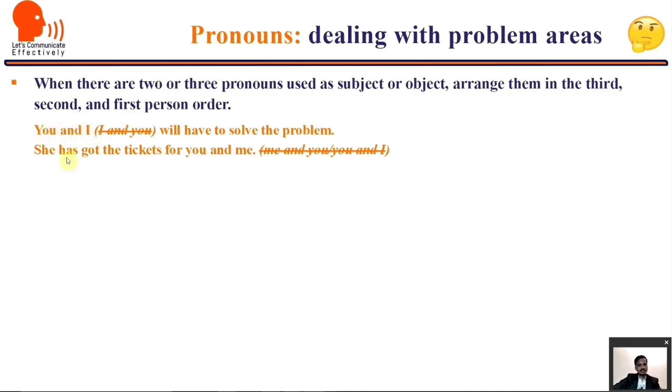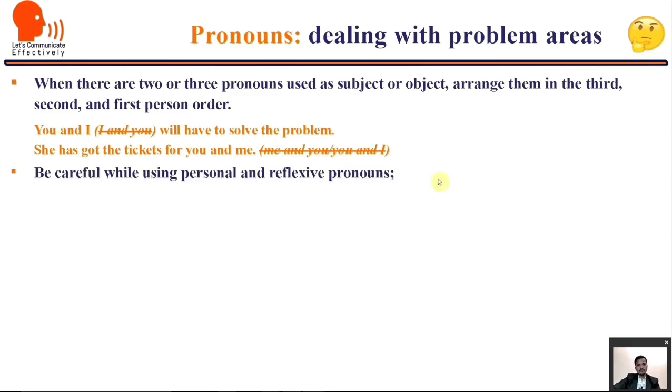Look at the second sentence. She has got the tickets for you and me, right? So you second and me first person. Now here we are not saying that she has got the tickets for you and I. No, because I is subjective case, it comes in the beginning of the sentence. If it is coming at the object place, it will take me. So not me and you, or even not you and I.